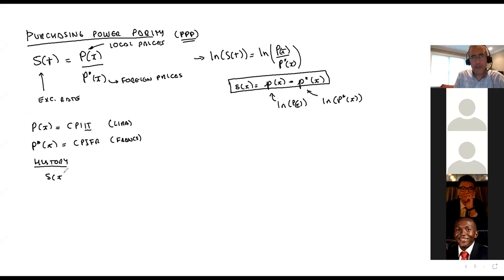S_t, if I move this model everything to the left, P_t plus P star_t. And I will not put zero here, I will put here U, because in real life, we don't expect this to be zero, just very close to zero. Make sense? So this representation here, guys, is called the real exchange rate.